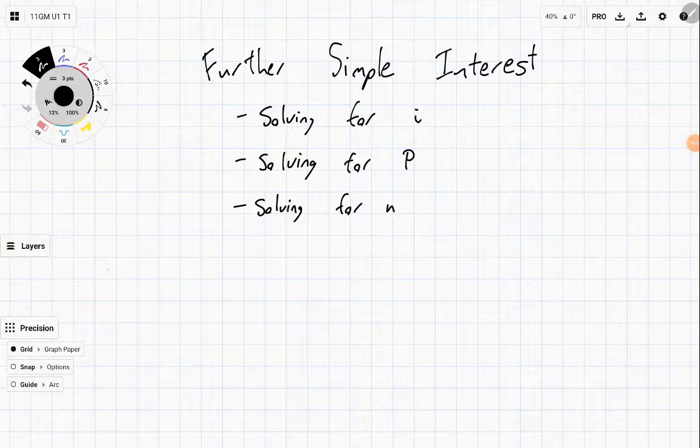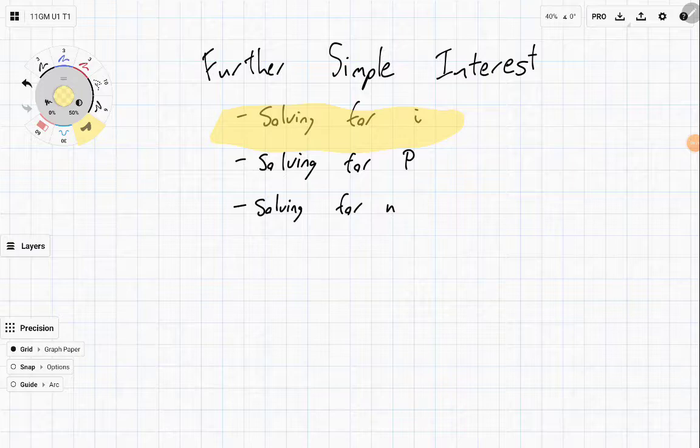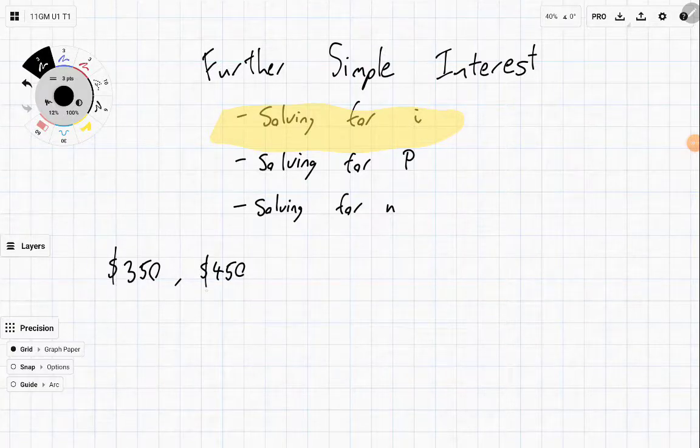So for example, let's have a look at solving for I first. So imagine we have a $350 investment that grows to $450 over 10 years. Alrighty. So we know some of the information, but we don't know all of it. So we start by 350, it grows to this amount. So since it's grown to this amount, we know that this is A and this is P. So it's starting amount, finishing amount, and this is N.